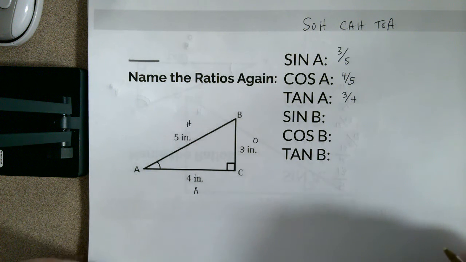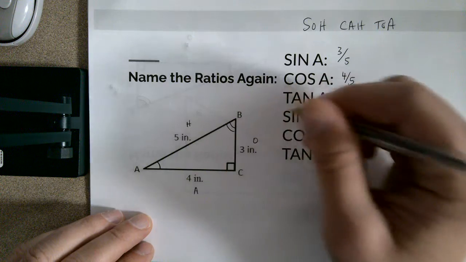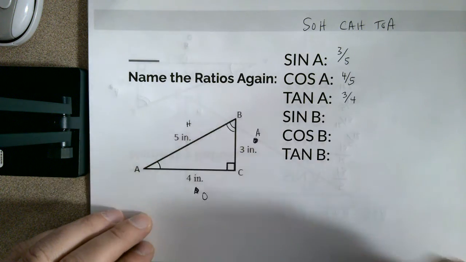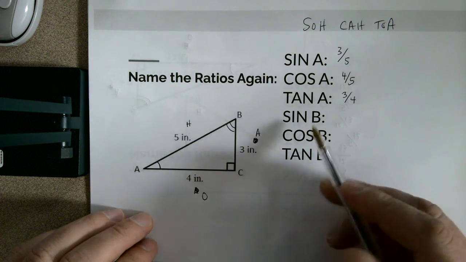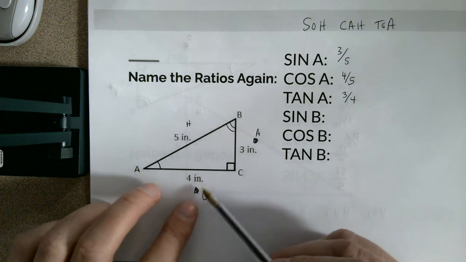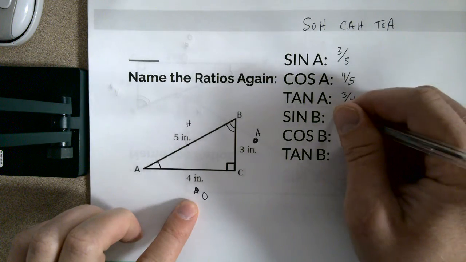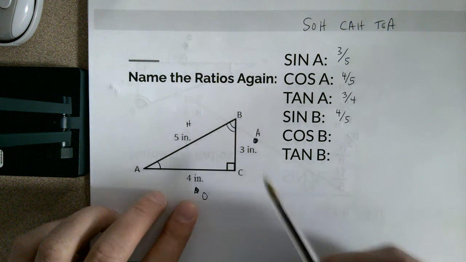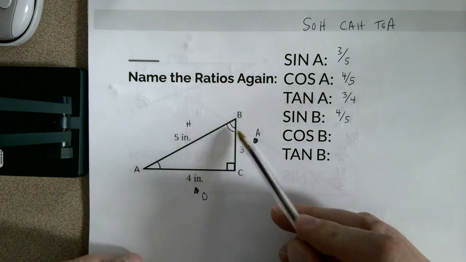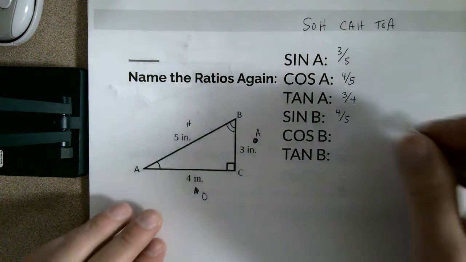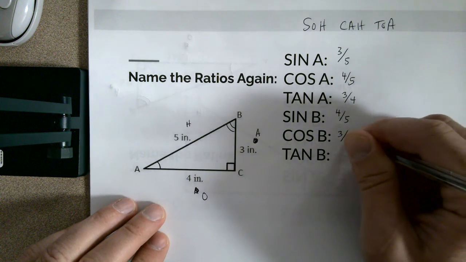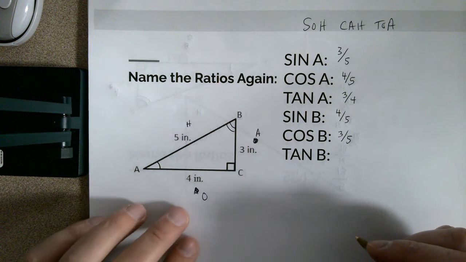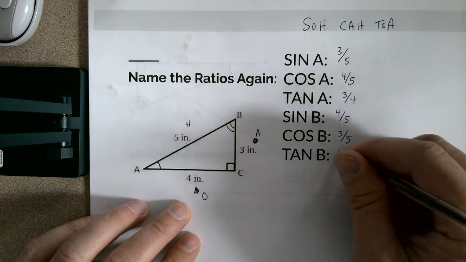Okay, now if I focus on angle B, that's going to change my adjacent side and my opposite side. So the sine of B is going to be opposite, which is 4, over the hypotenuse, which is 5. The cosine of B is going to be adjacent over hypotenuse, so that's 3 over 5. And then the tangent of B, opposite over adjacent, is going to be 4 over 3.